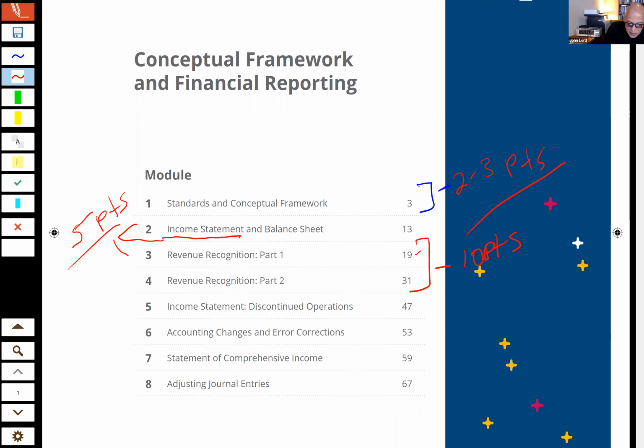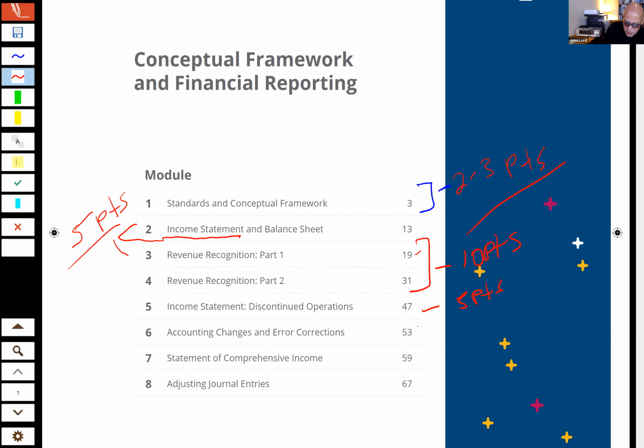Okay, income statement, discontinued operations, 5 points. What I'm going to do is complete the discussion of the income statement. So we'll go from module 1 to module 2 to module 5, and we finish up our discussion of the income statement. Then we'll come back up tonight to module 3 to talk about part 1 of revenue recognition. Next time, we'll get into part 2 of revenue recognition.